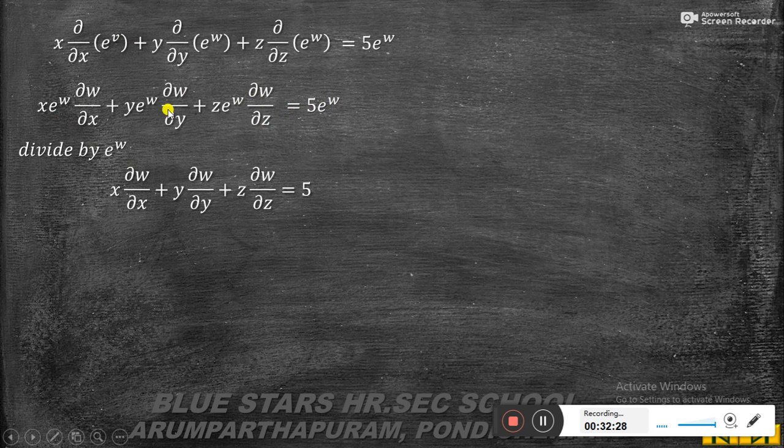You see in all the terms e^w is common, so dividing by e^w, x ∂w/∂x + y ∂w/∂y + z ∂w/∂z equals 5. This is the answer, this is the required result. So we found the answer for the left hand side of the equation: 5. This is the answer. We complete the class.